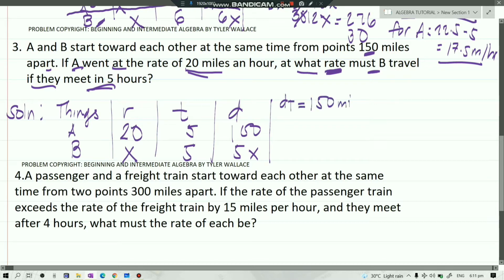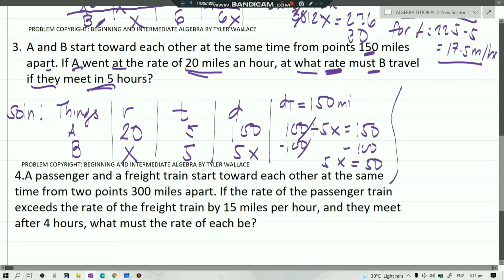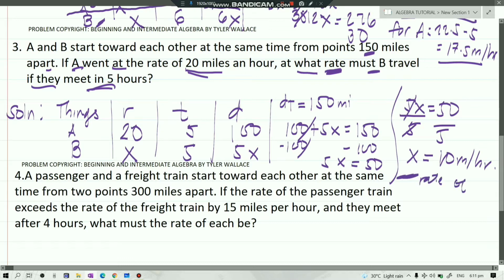Okay? Then, 100 plus 5x is equals to 150. So, negative 100, negative 100, you will get 5x is equals to 50. And using that, you will get x is equals to 10 miles per hour. Okay? So, ayan ang kanyang rate. Rate of B. So, ito yung rate ng ating vehicle B. 10 miles per hour. Okay?